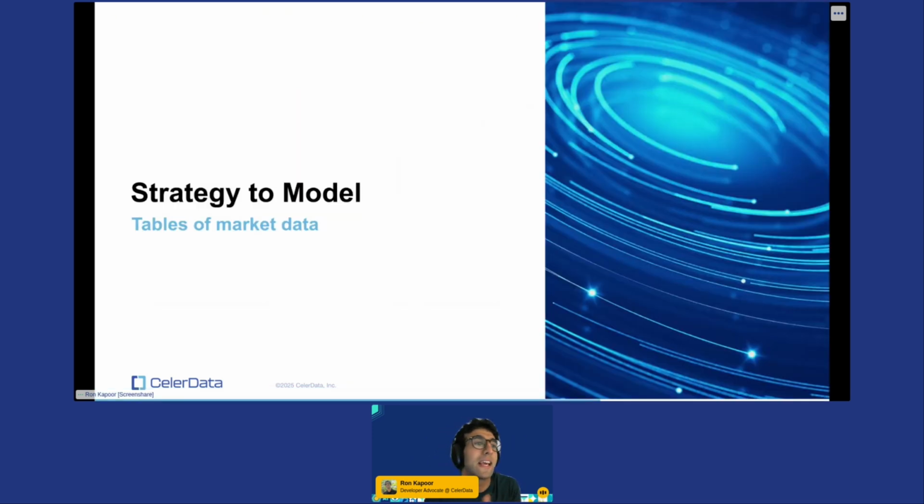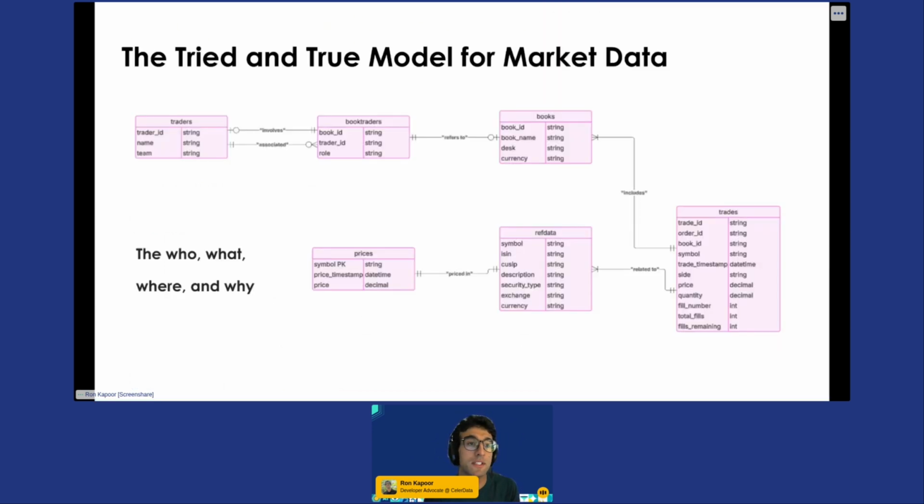Jumping into the data model. What is the data model that we're most familiar with in a trading context? Jumping over to this, it usually looks something like this. This is usually the who, what, where, and why of data on a desk. So, the foundation of a lot of our data begins with reference data. That table on the right hand side gives context to our instruments being traded.